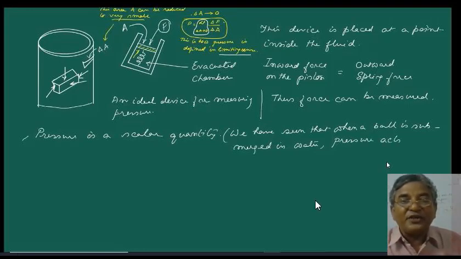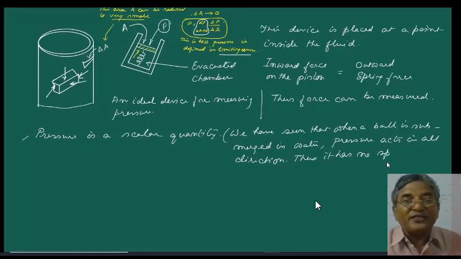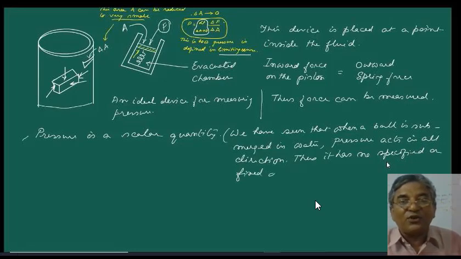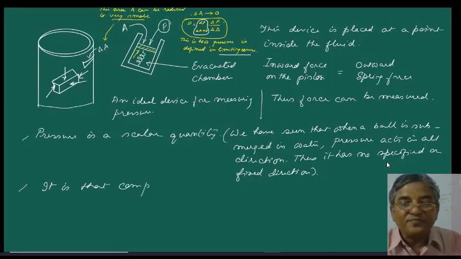Okay, pressure is a scalar quantity, I told you. It has a magnitude, it has a direction, still it is not a vector quantity. Its direction is not specified. It acts in all directions. We've just seen it, that when a ball is submerged in water, pressure acts in all directions. Thus, it has no specified direction. Okay, so it is a scalar quantity. You must remember it. Okay, fine. You should not forget it.